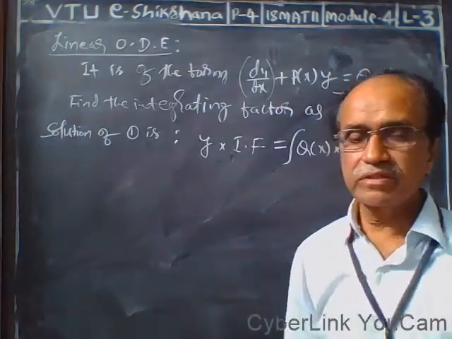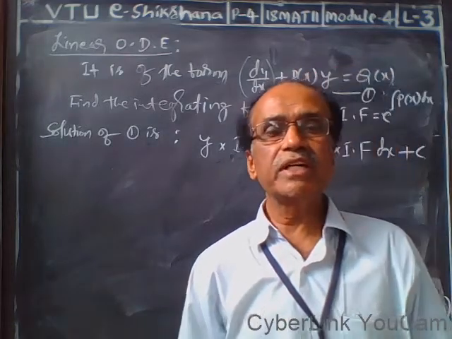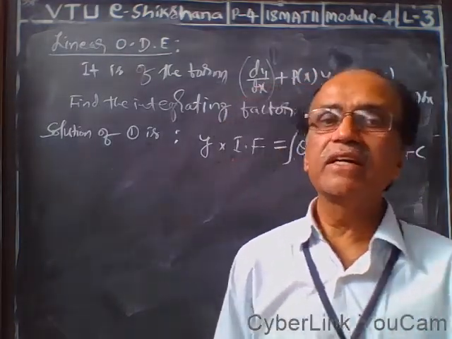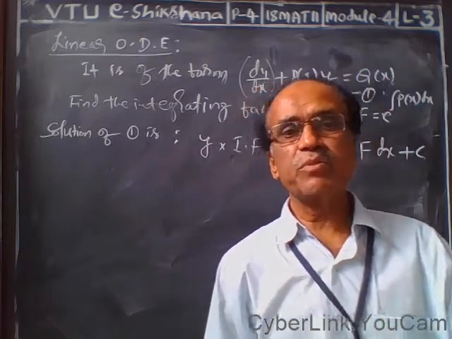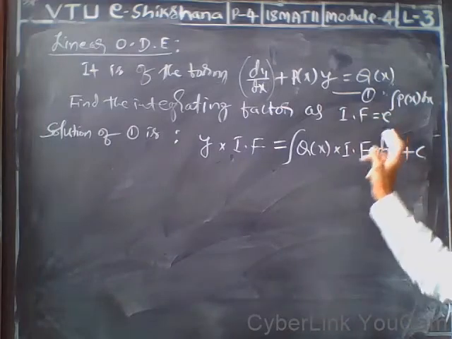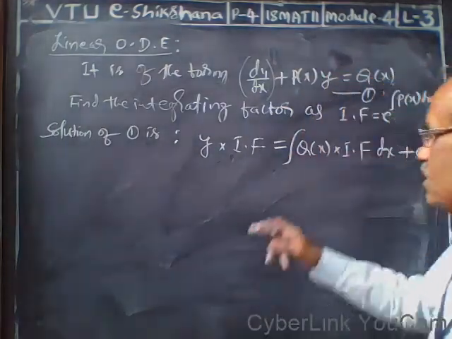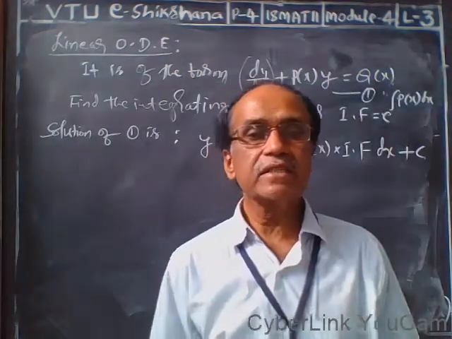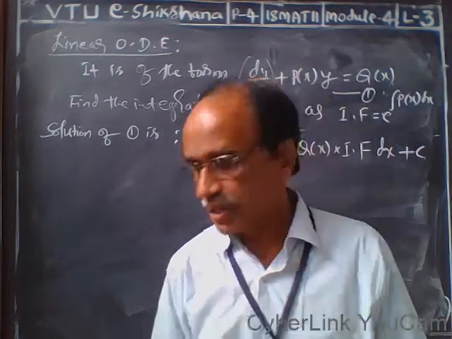This is the solution. Suppose y into dy occurs, then you convert that into the form of dx by dy. In some problems it is possible to rearrange like that. Then you need to calculate the integrating factor using, instead of p of x dx, p of y into dy.